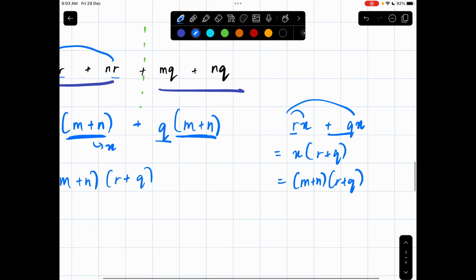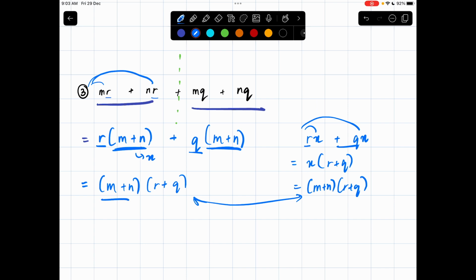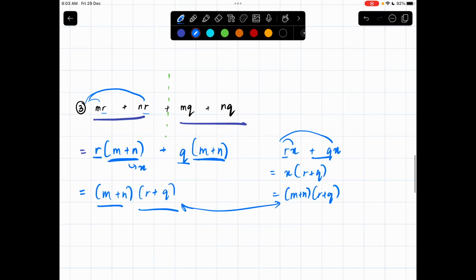As you can see, we have done the exact same thing. These two are identical. So we consider m plus n as one singular term and we factorize it out of the expression so that we get m plus n and r plus q. This is the most simplified version for this kind of factorization. This video is just to introduce you to the special cases, and if you can understand them, I would highly recommend you to watch the video one more time.